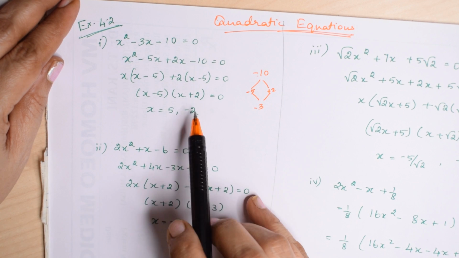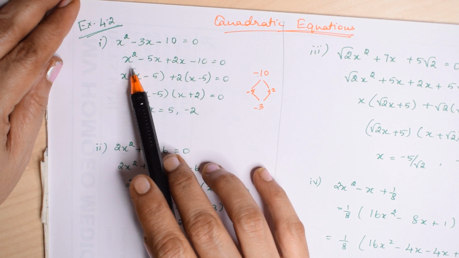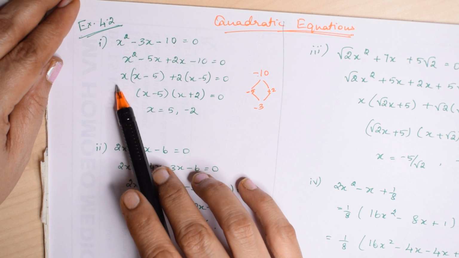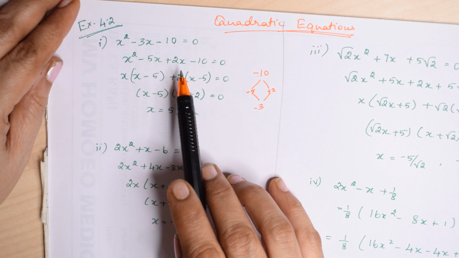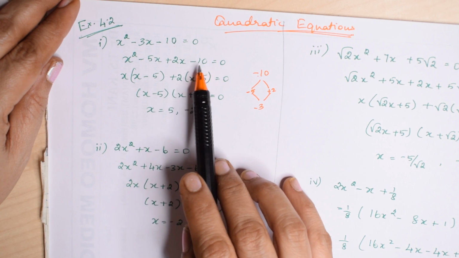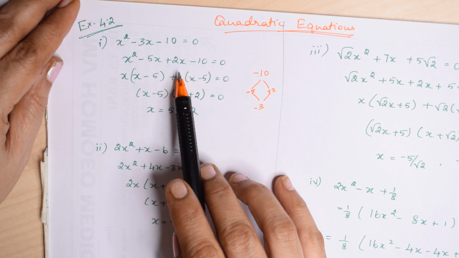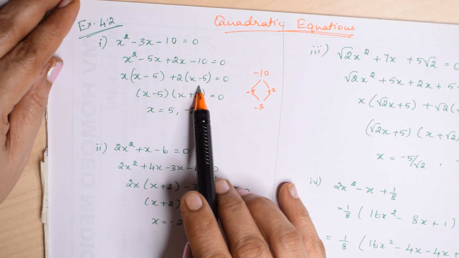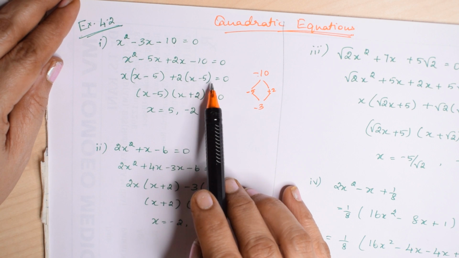Okay. Then I consider the first two terms. The common term here is x. I take it out: x minus 5. And the common term here is 2. 2 is common for both the terms. I take 2 outside. And the same thing is repeated again in the bracket, and it happens to be the same thing, x minus 5.